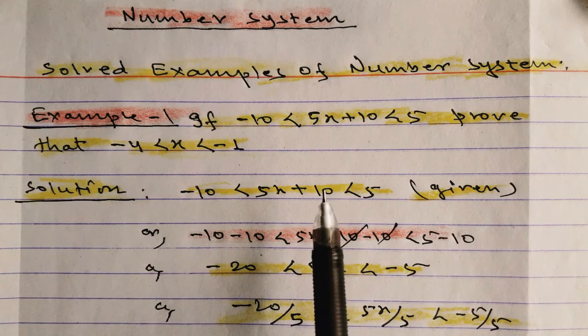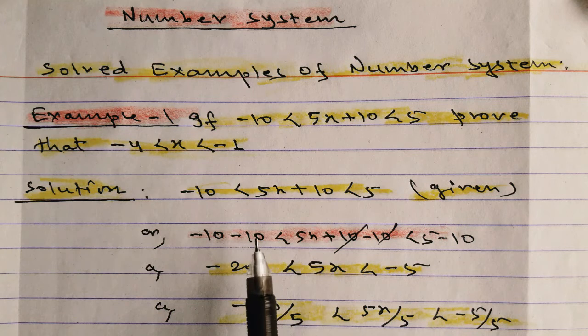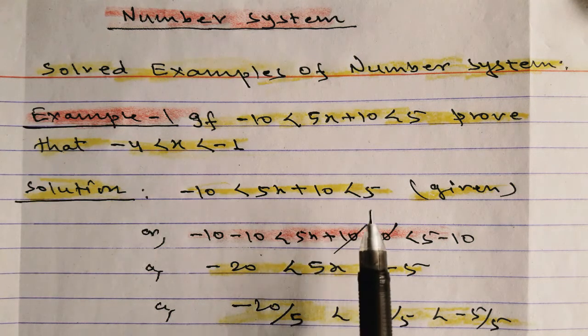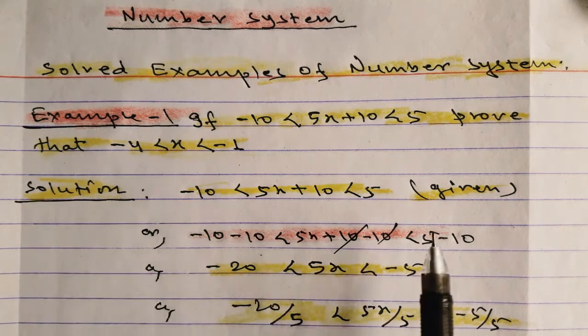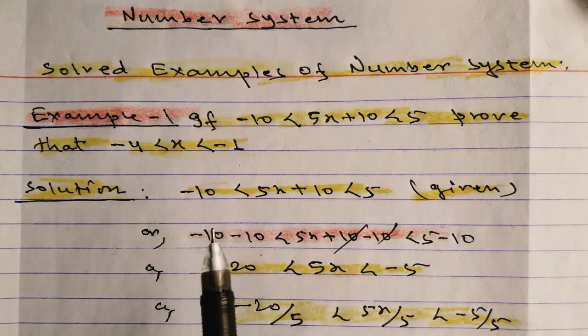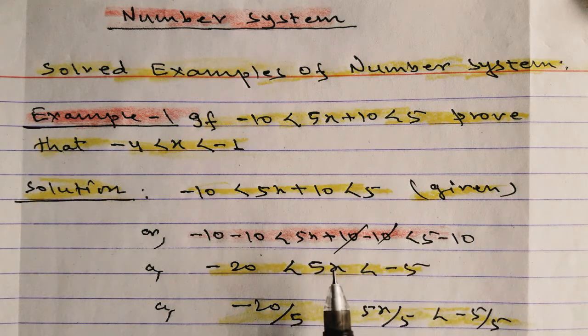So let's eliminate, that means remove, the 10 from the given inequality. Let's subtract 10 from each part of the given inequality. So −10 minus 10 will be −20, the +10 minus 10 will cancel, we get 5x, and 5 minus 10 we get −5. Now to eliminate, that means to remove, the 5, we divide by 5 each part.